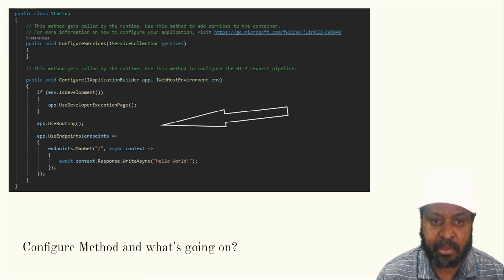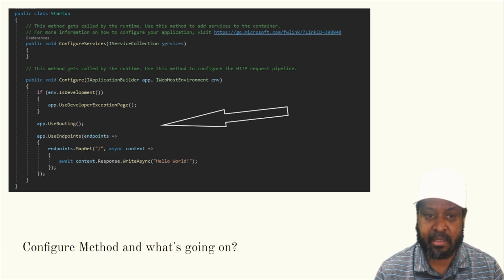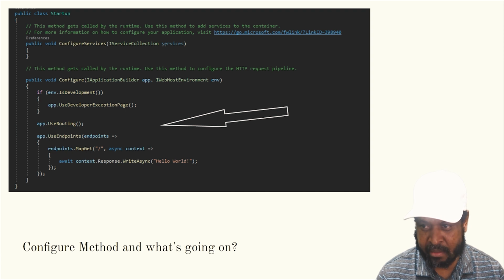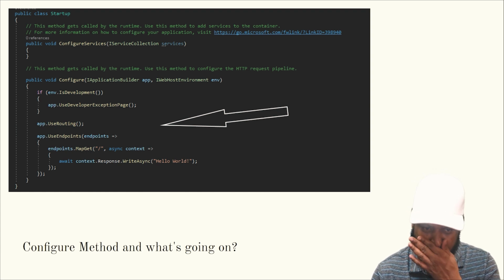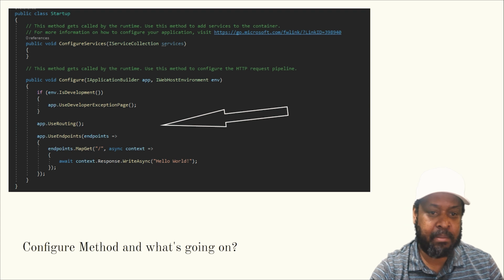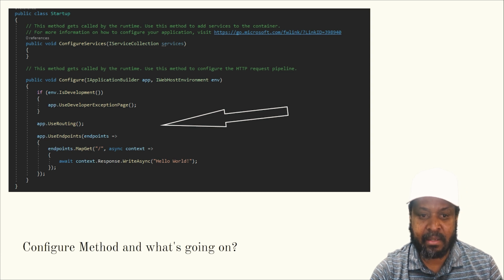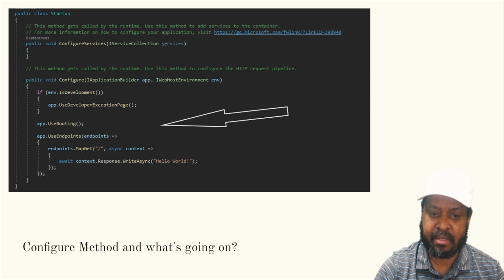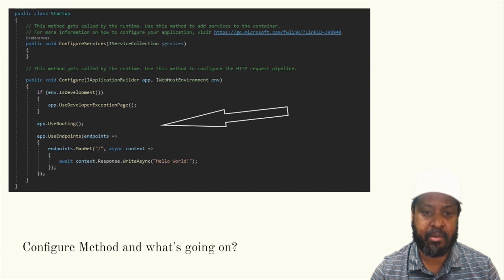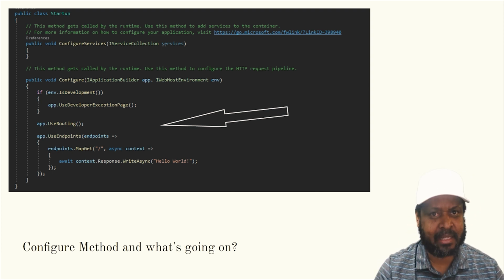So the generic host, which we discussed in a previous video, video two of this series, creates an IApplicationBuilder instance. And so if you look at the Configure method, there's the IApplicationBuilder instance and it passes it directly into the Configure method. Now that the IApplicationBuilder is available to the Configure method, keep in mind it's a registered service in the container. The request pipeline is configured by adding middleware components to an IApplicationBuilder instance.